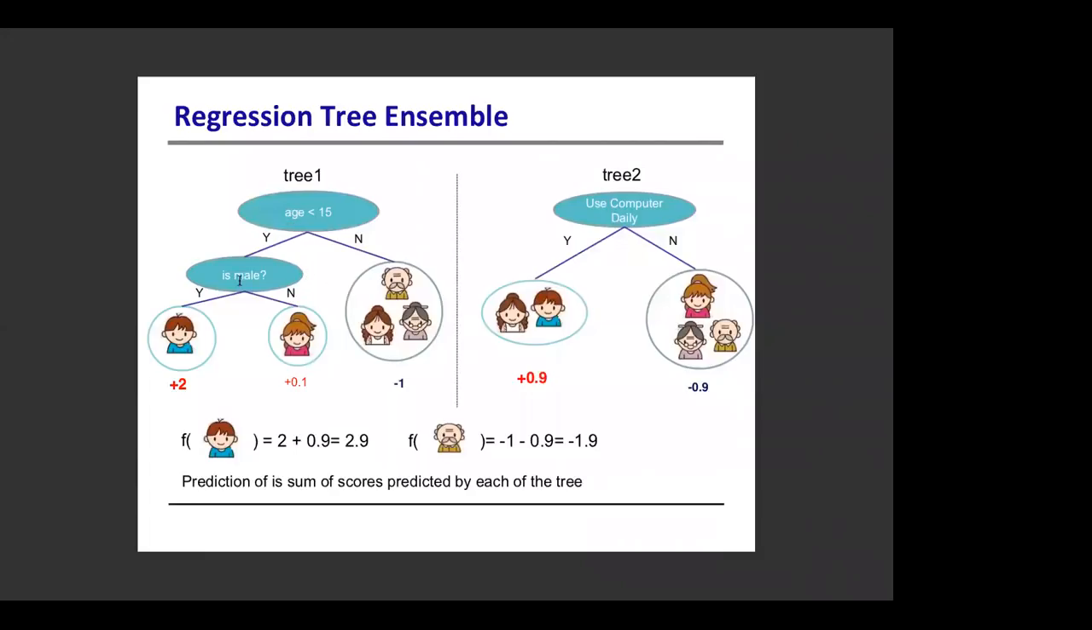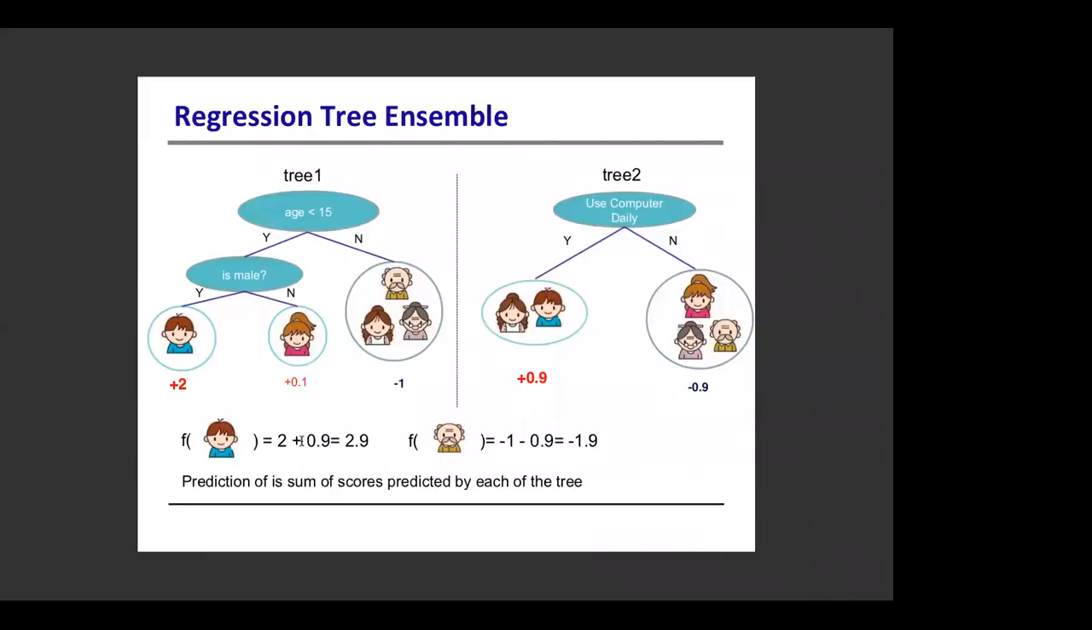One is age, the other is gender, and the third one is the use of computer, whether daily or not. Okay, so when we ask the same question to another tree, there'll be a different answer. Let's say for this one we go here and ask what will be the probability of playing computer games. This one said 0.9, and this one said 2.9. The prediction is the overall sum of this as well as this, correct?